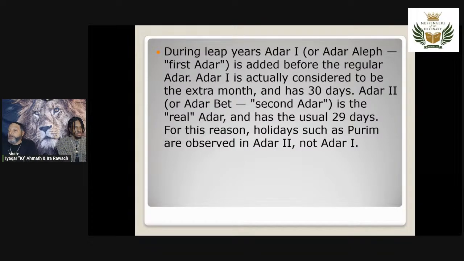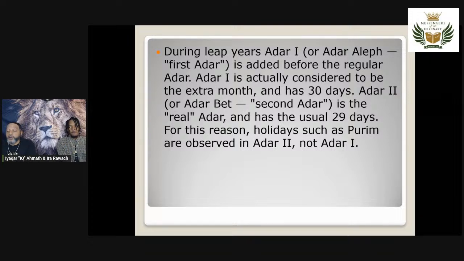Okay, I'll read this a little bit. It says, during leap years, Adar 1, which will be our initial 12th month, right? Remember, Adar is the 12th month. In the intercalary month, you may hear the term a second Adar. That means the 13th month. When you hear anybody talk about the second Adar, double Adar, they're speaking about having to add another month to the year.